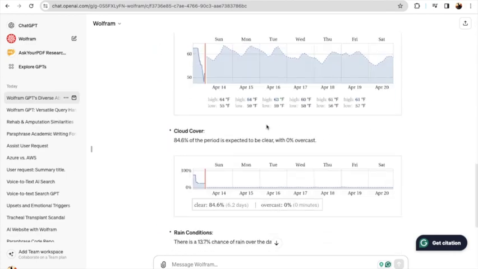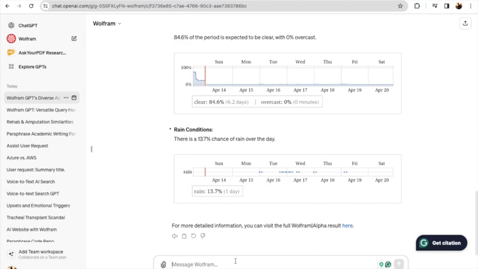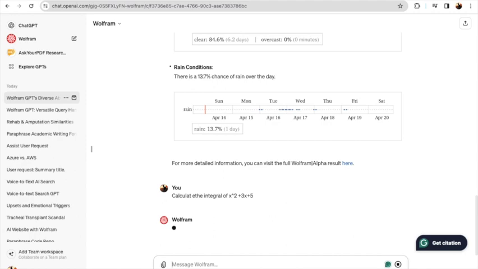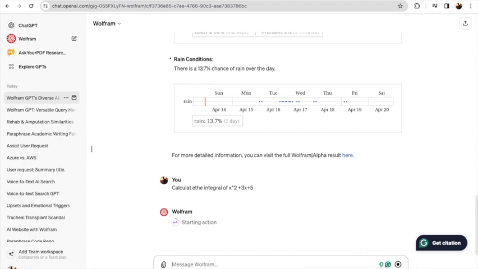Complex mathematical calculations. I'm not a very good mathematician, but let's just say calculate the integral of x to the power 2 plus 3x plus 5. Now I'm not really sure what the solution is, but let's see if Wolfram can solve that for me.